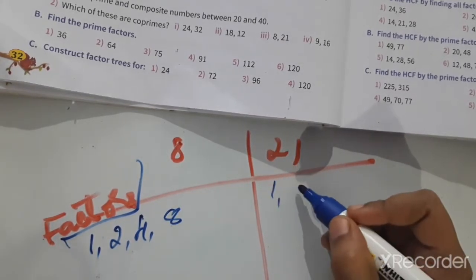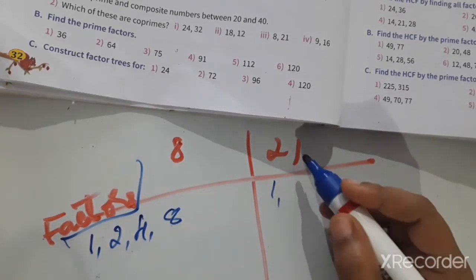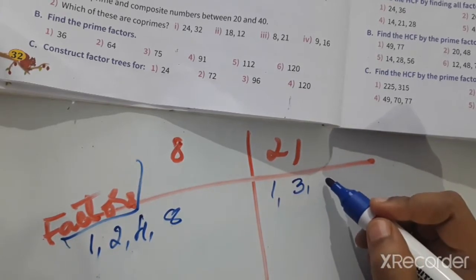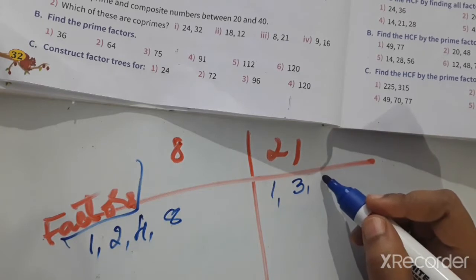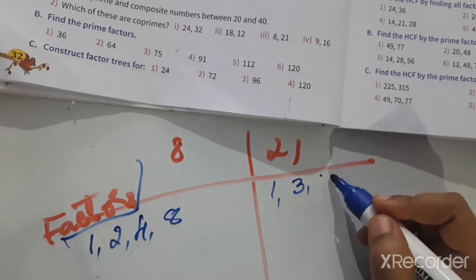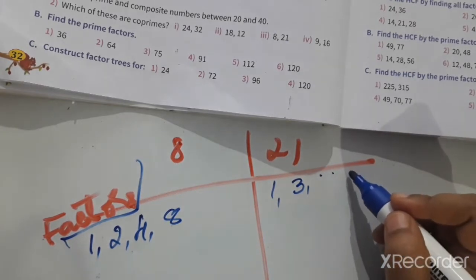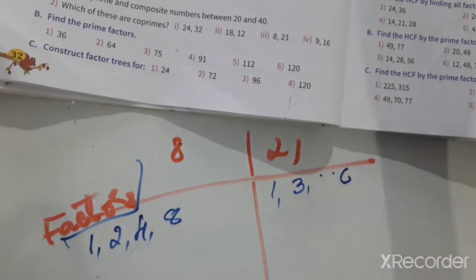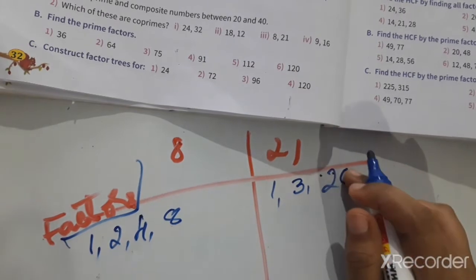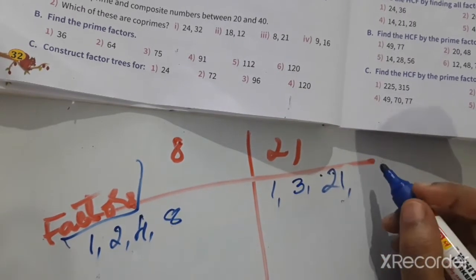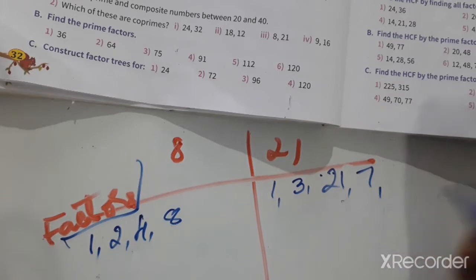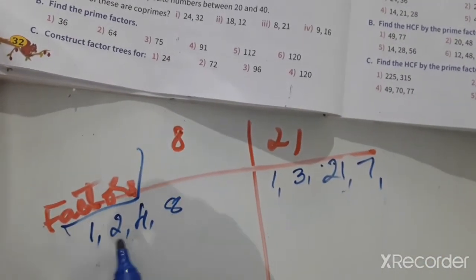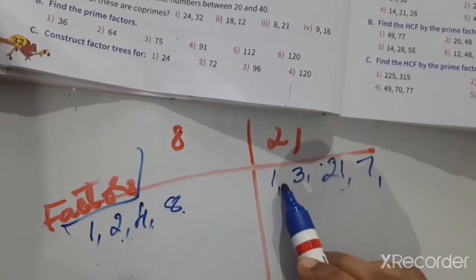21: 1 is a common factor. 2 will not divide 21, no. 3 sevens are 21. So factors of 8 are 1, 2, 4, 8 and factors of 21 are 1, 3, 7, 21.